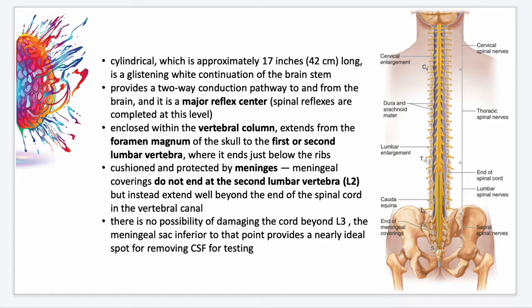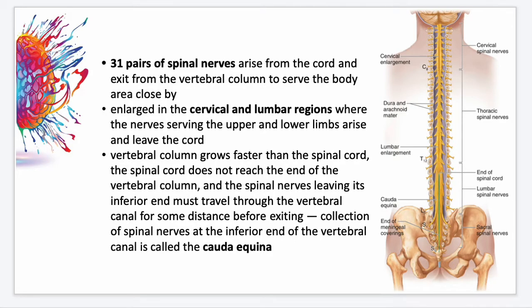Like the brain, your spinal cord is cushioned and protected by meninges. Your meningeal coverings do not end at the second lumbar vertebra, but instead they extend well beyond the end of the spinal cord in the vertebral canal. There are 31 pairs of spinal nerves arising from the cord and exiting from the vertebral column to serve the body areas close by.